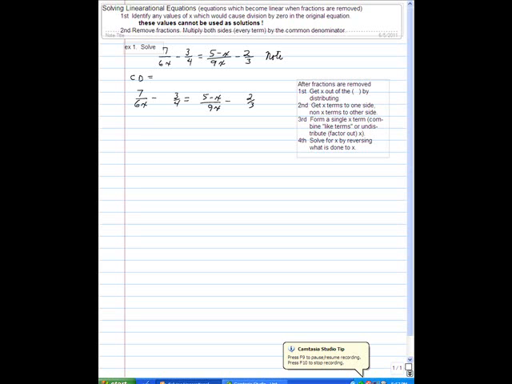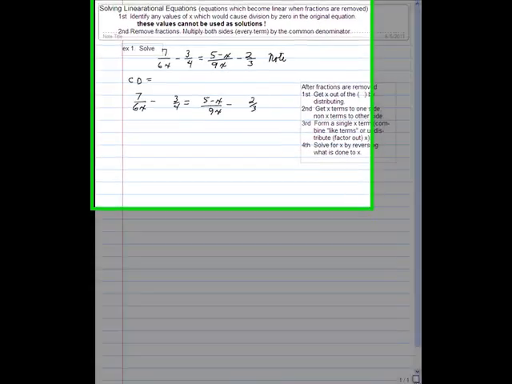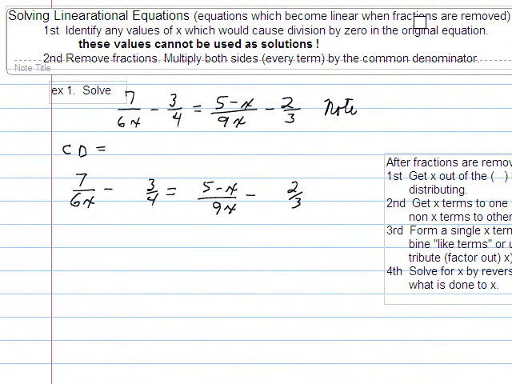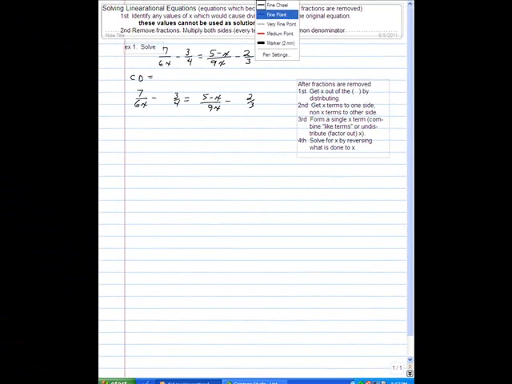Welcome to Solving Linear Rational Equations, Part 1. By a linear rational equation, I mean an equation that's either a linear equation or an equation which becomes linear when the fractions are removed. As you can see in our first problem, that's an equation that has fractions in it.